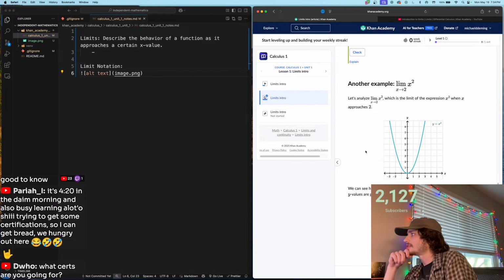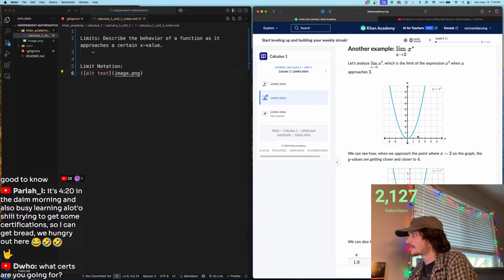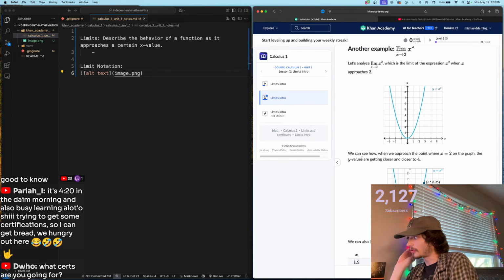Another example, limit of x squared as x approaches 2. Let's analyze the limit of the expression x squared when x approaches 2. We can see that as x approaches 2, we're converging on a limit of 4. When we approach the point where x equals 2 on the graph, the y values are getting closer and closer to 4.